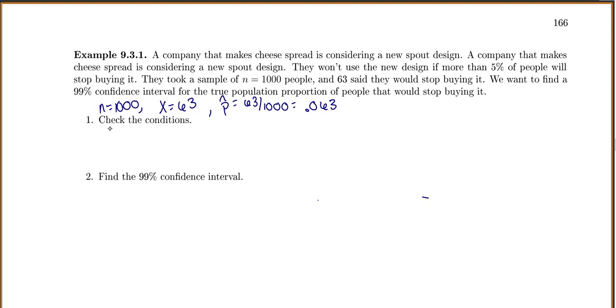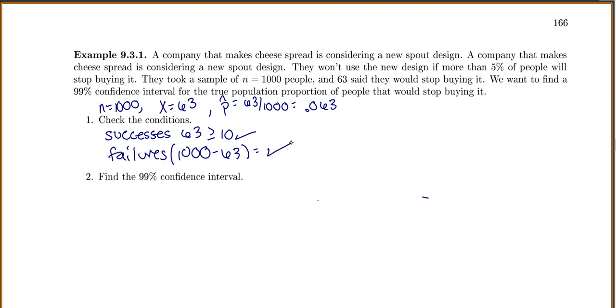I do need to check the conditions. So we need to check either n times p hat or our number of successes. Our successes are 63. That's at least 10, so check. And the number of failures, or 1,000 minus 63, would be some really big number, and that's going to be bigger than 10 as well. I don't even need to put that in my calculator to know that it's going to be bigger than 10.